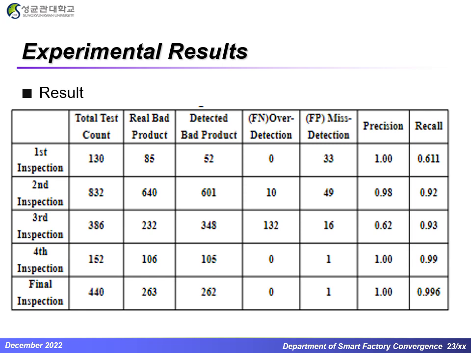In the case of early learning, due to the difference between the abnormal sample data and the actual test data, a normal product was judged as defective, which is overdetection, or a defective product was judged as normal, which is misdetection. However, as the amount of learning of bad sample data and normal sample data gradually increases, it finally shows precision 1 and recall 0.996. The table is a tabular summary of the experiment results.